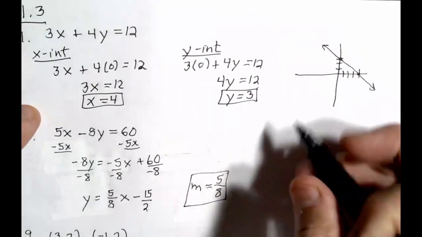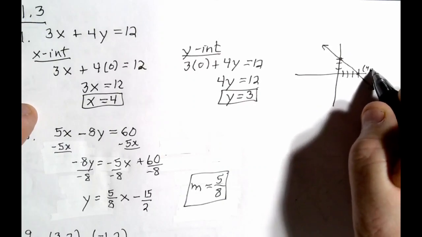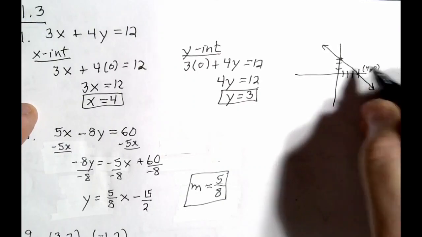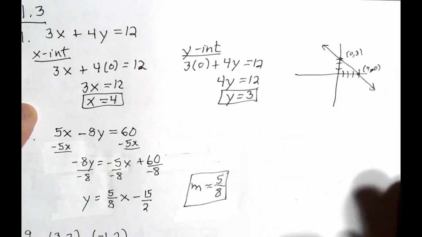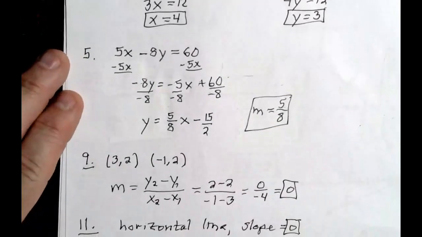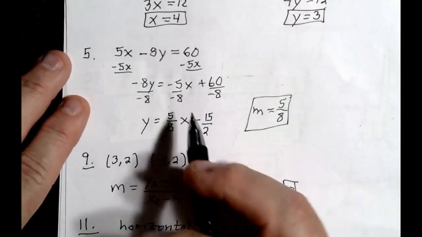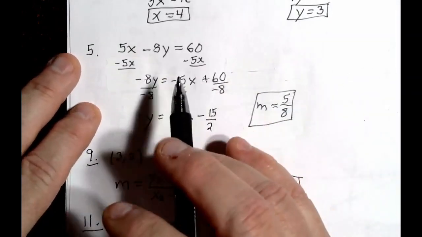Okay, and once you have those, you can plot the point 4, 0 and 0, 3, and then connect the dots. You might want to get a ruler, some sort of straight edge, to help you with these problems, to make sure your lines are nice. You can also do graph paper if you want, but that's up to you.